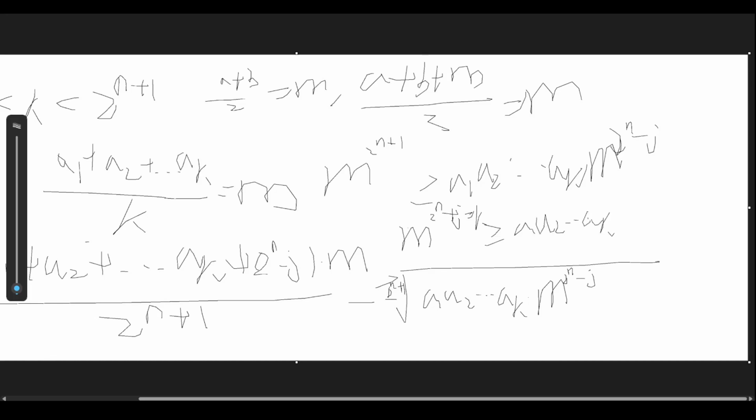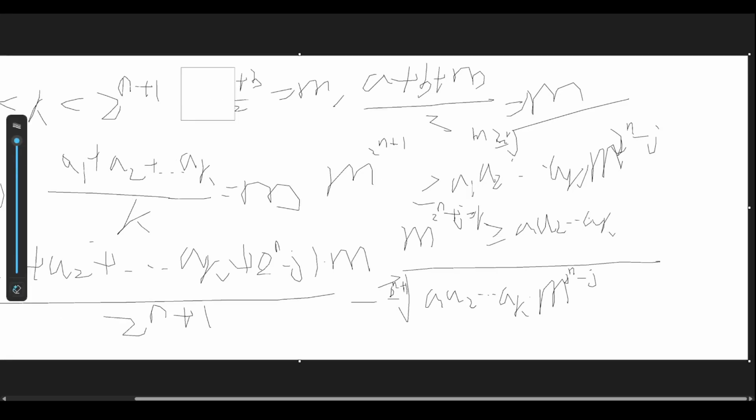But then this thing we can take the 2 to the n plus j root on both sides, and we get m is bigger than or equal to the, okay, this is getting really bad. Let me actually clean the board. Sorry about that. So in the end, we're going to get that.